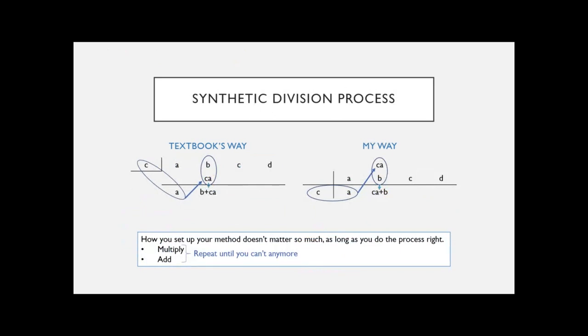Then what you do is you multiply and you add. You multiply these two numbers together, and in the textbook, they write it underneath b and you add those. So you multiply these and then you add going down, and that gets you this answer. In my way, I actually multiply across like this, and then I just write it on top. I just do it slightly differently, but then you add, and that gets you your answer here.